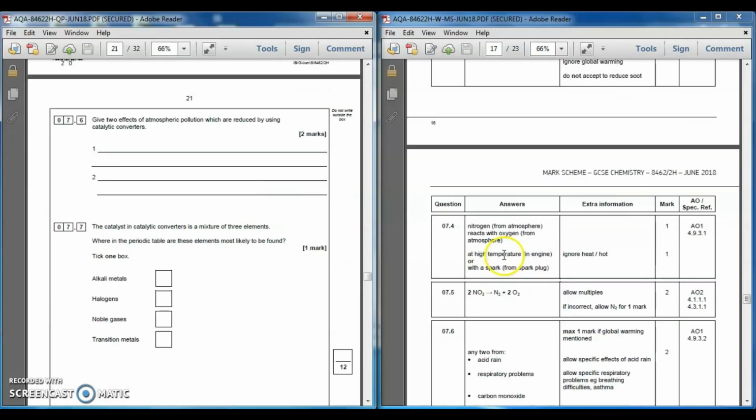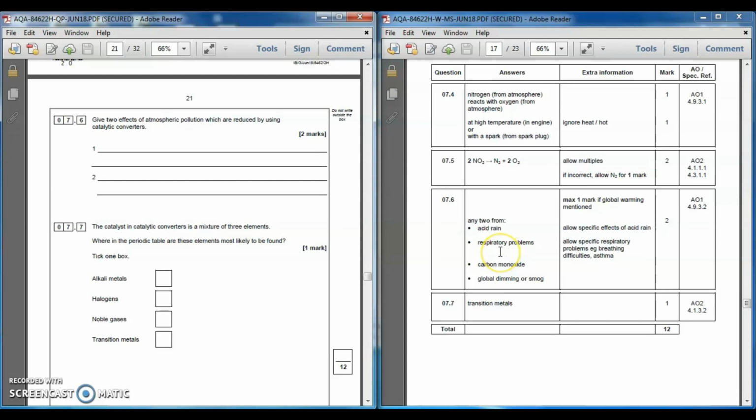7.6 then. When we're looking about catalytic converters, you need to know what they're doing. So a catalytic converter is converting things like nitrogen oxides into nitrogen and oxygen. What problem would nitrogen oxides have caused? They would dissolve in clouds and they'd form nitric acid, which could form acid rain. It could have also caused breathing problems, which is where a couple of your answers on the right hand side go.